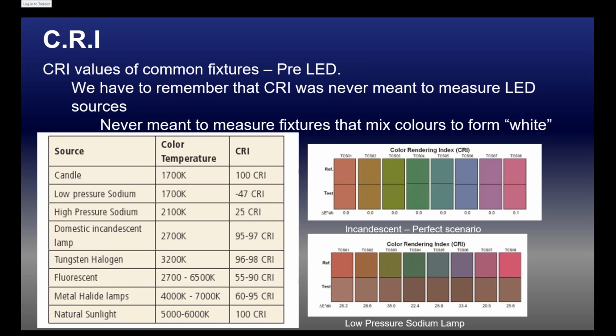Essentially, CRI is measured by the way a light produces the result against the reference. The reference being those colors that you see across the top there, those 8 colors. Sorry, my maths is wrong today. And then down the bottom you see an incandescent fixture, which is a perfect scenario, and then a low pressure sodium lamp, which is kind of the exact opposite of that. So why doesn't it work with LED fixtures?